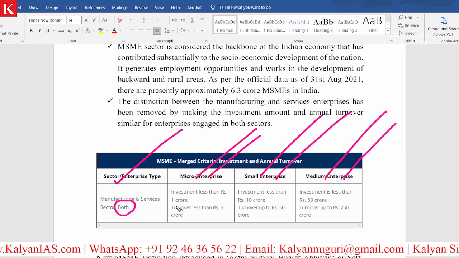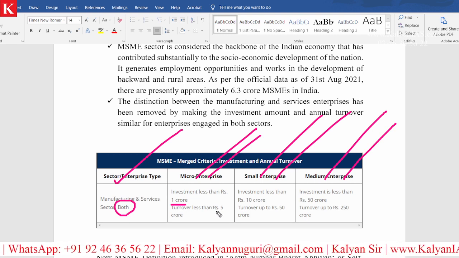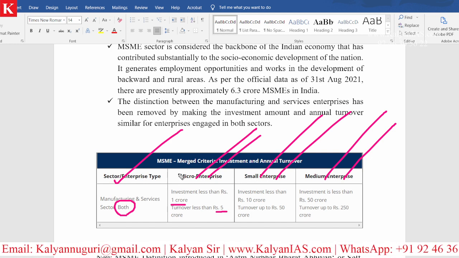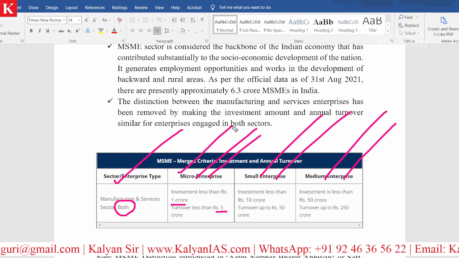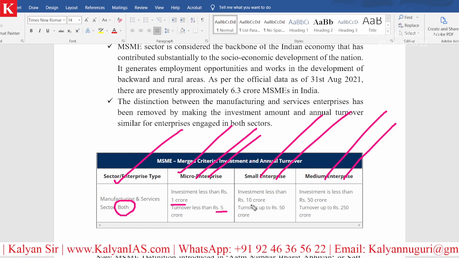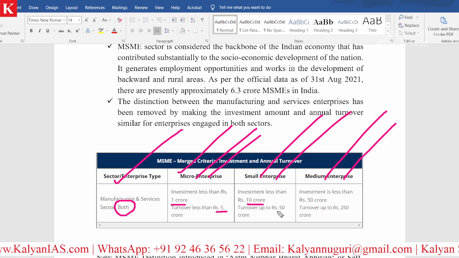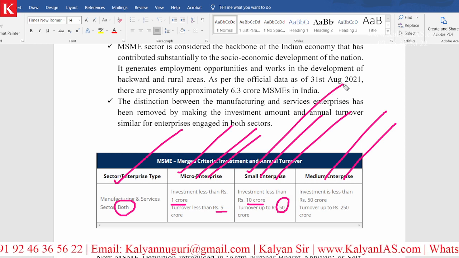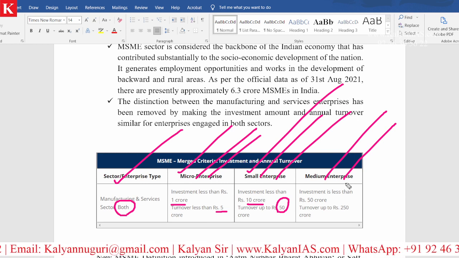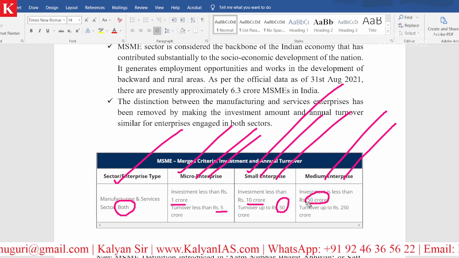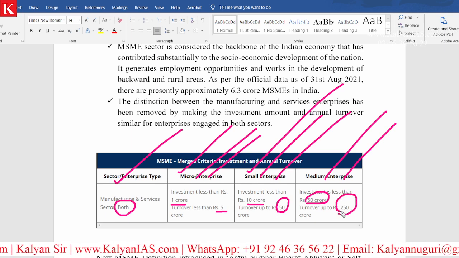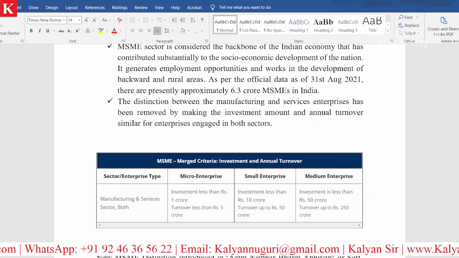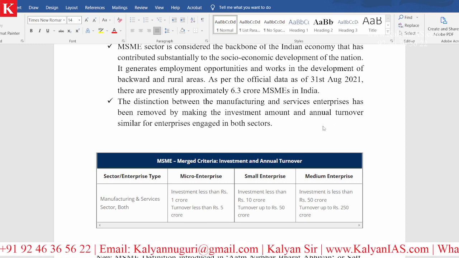If the investment is less than 1 crore rupees and the turnover is less than 5 crores, then that enterprise falls under the category of micro enterprise. Similarly, if the investment is less than 10 crores and turnover is less than 50 crores, that enterprise falls under small enterprise. Then what is medium? If investment is less than 50 crores and the turnover is up to 250 crores, then it will fall under medium enterprise.